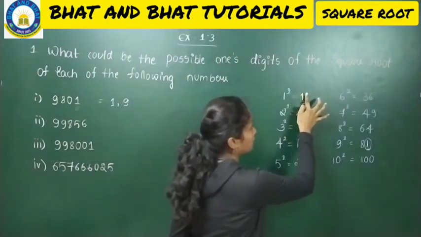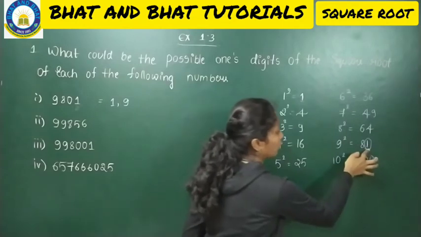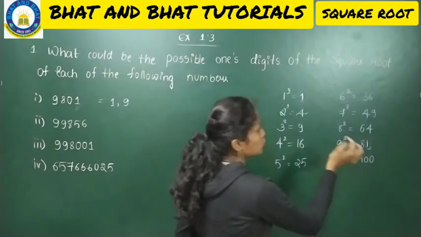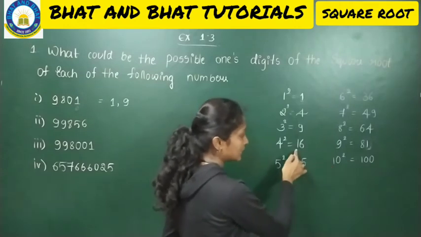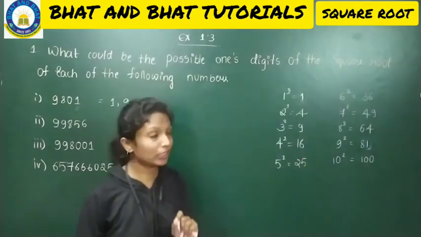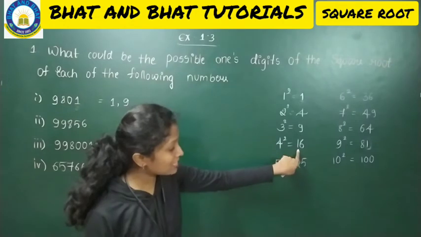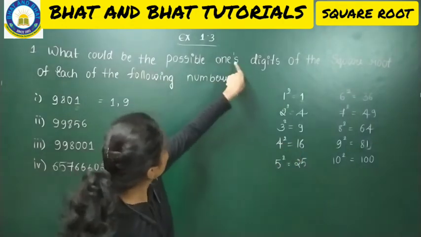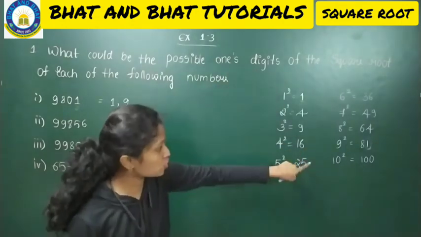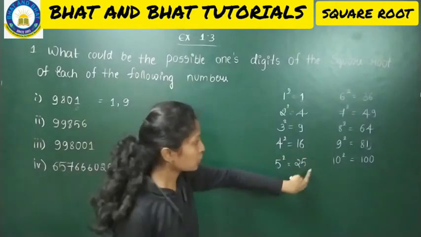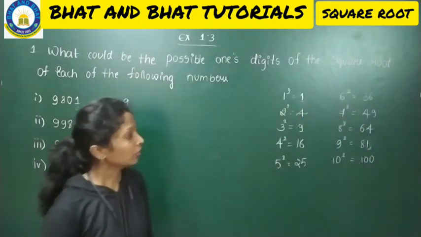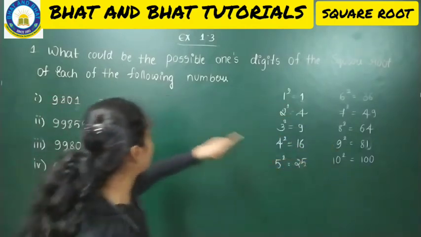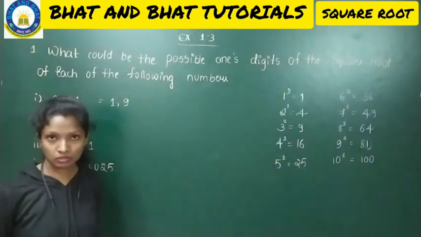Here 1 appears in 1 square and 1 appears in 9 square. Apart from that, can you see any 1 in the last place? 1 is there in 100, but it is not the unit digit. It is not in the place of the unit digit, that is, the ones digit, the last number. So the last digits lie in the two numbers 1 and 9. Write 1 and 9 over here.